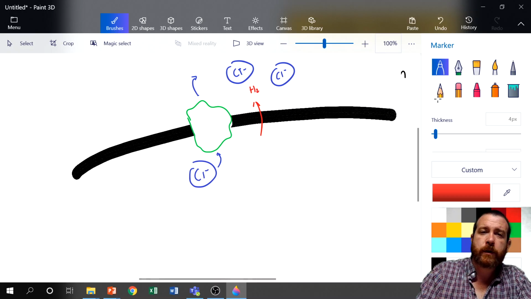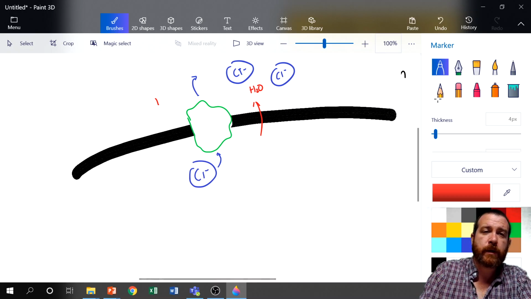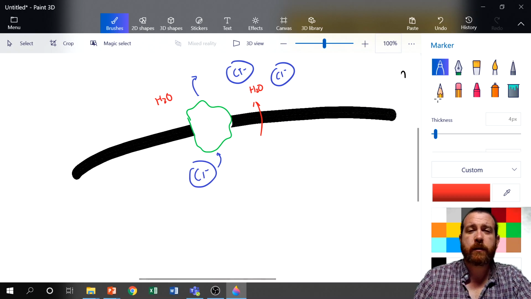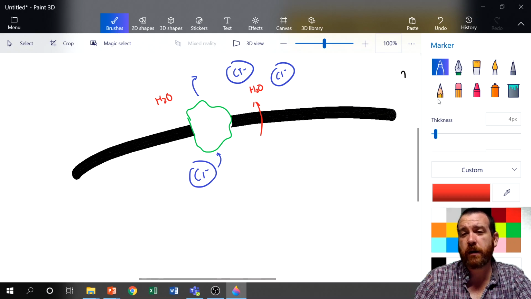Water is going to follow that concentration gradient, right? The more water that is showing up outside the cell, the thinner whatever secretions we're talking about that are outside the cell become.